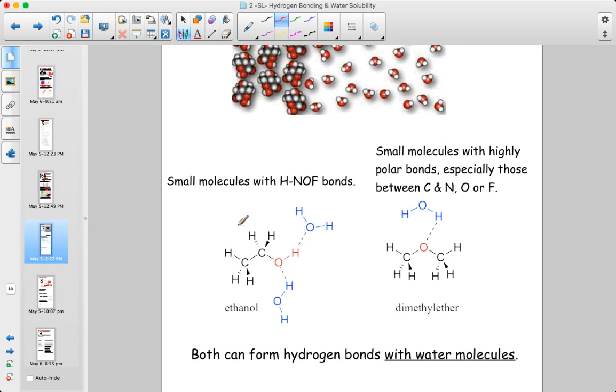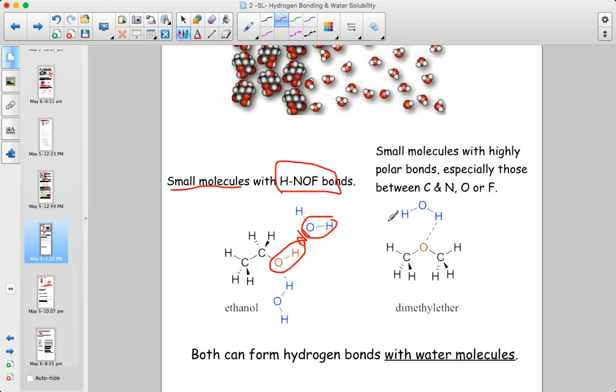For molecules, though, the ones that are going to be water soluble are ones that are relatively small and have O-H bonds in them. So things like ethanol. Alcohol is very soluble in water, 100% soluble in water, because it has its own O-H bonds, and water obviously has the O-H bond, and so between them, you can have hydrogen bonding.